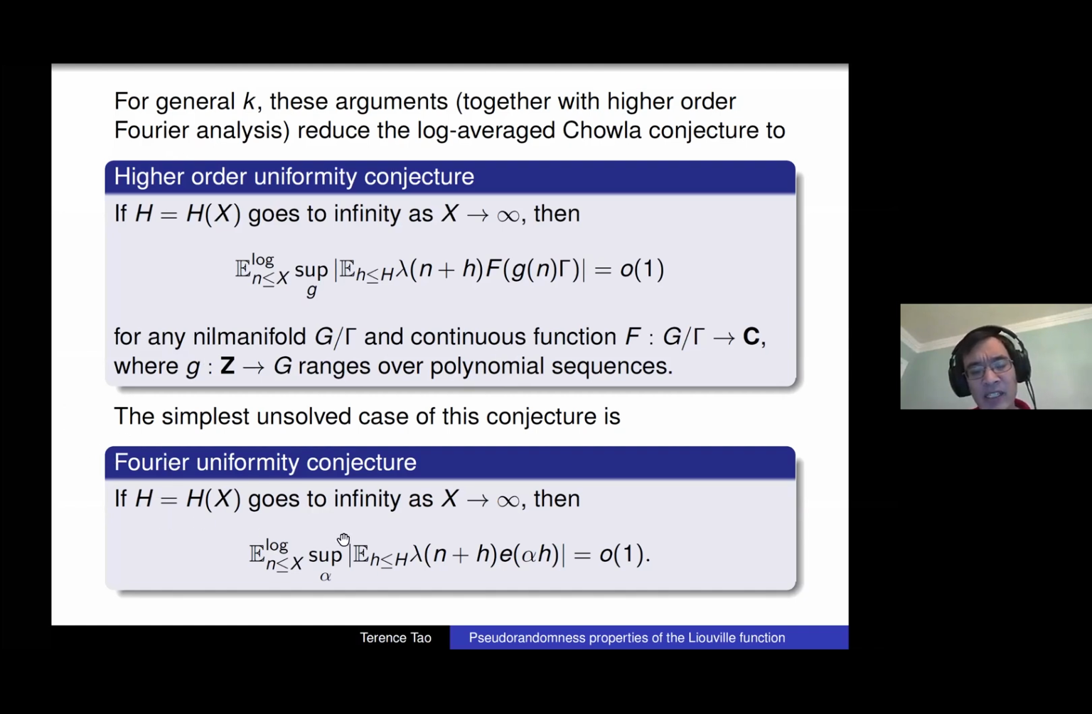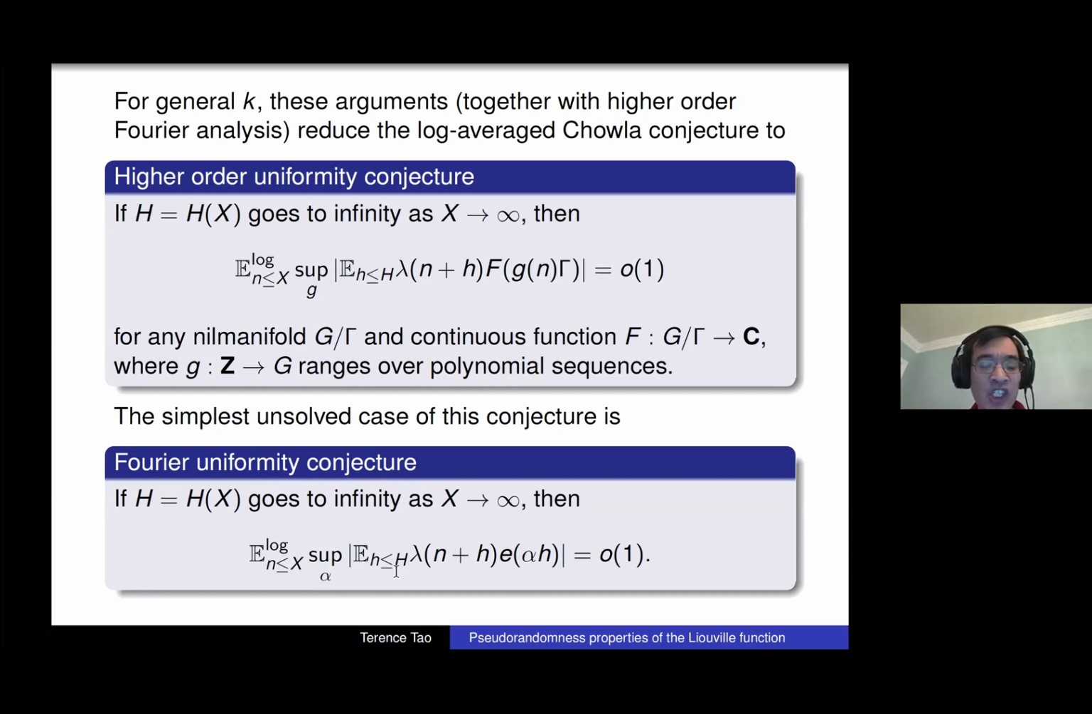But the kind of thing that we need is the following: if you look at a small interval between n and n plus h, and for most small intervals, you look at the Liouville function on that little window, and you take the worst Fourier coefficient of that function on the interval, so you correlate lambda with a linear phase, and you take the worst phase for every single interval. Even taking the worst phase for every interval, you should still get small. This is called the Fourier uniformity conjecture.